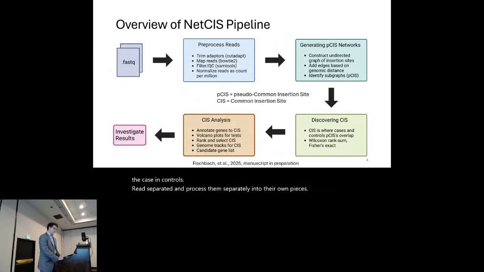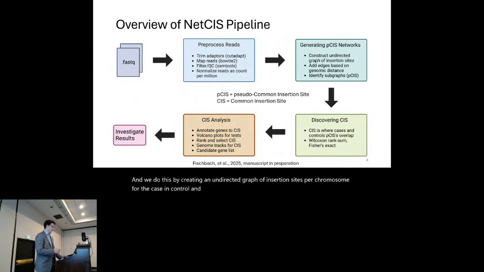And we do this by creating an undirected graph of insertion sites per chromosome for the case and control, and identify individual subgraphs as our pseudo-common insertion site. Then we go on to discover the common insertion sites, which are typically sets of insertions that are expected to have the same sort of functional impact.